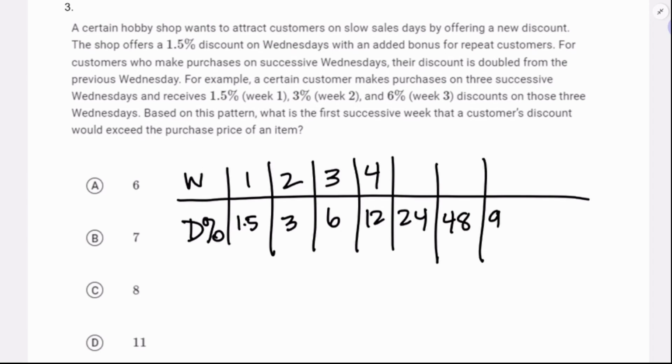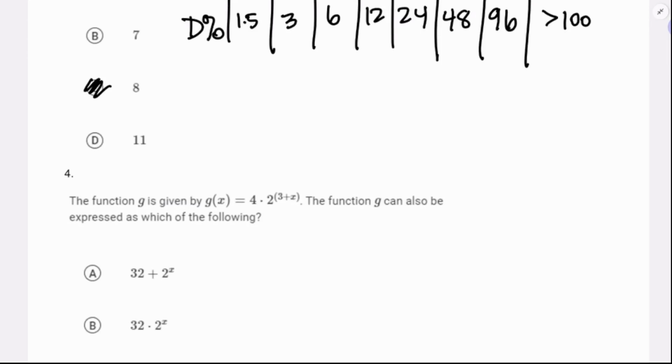48. 96, we're really close. Okay, so this one is going to be greater than 100% discount. Okay, so that would be 5, 6, 7. Week 8, that's the first time the customer's discount would exceed the purchase price of the item. Okay, so that would be answer choice C.